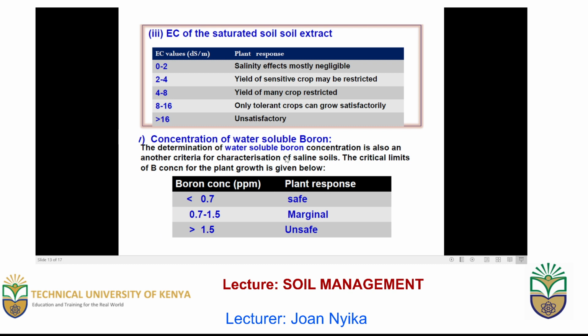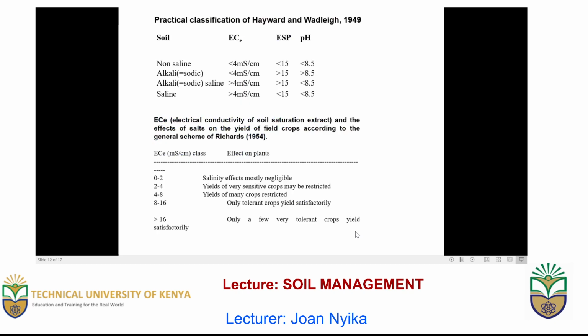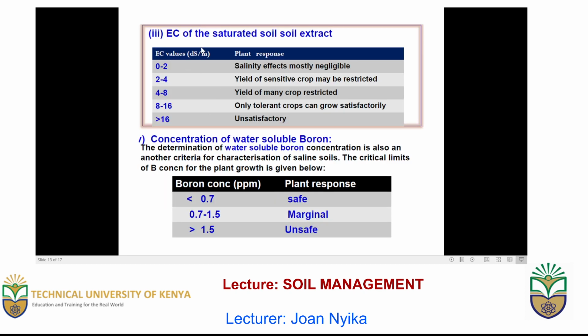Also remember we talked about the boron concentration. When you look at the boron concentration and the plant response, if it is less than 0.7 parts per million, the plant is considered safe. If it is between 0.7 and 1.5, the effect on the plant is marginal. However, if it is greater than 1.5 parts per million, it is unsafe. Please note the units we are talking about here. Look at the units that have been used here for exchangeable cation, and the units that have been used in this case.